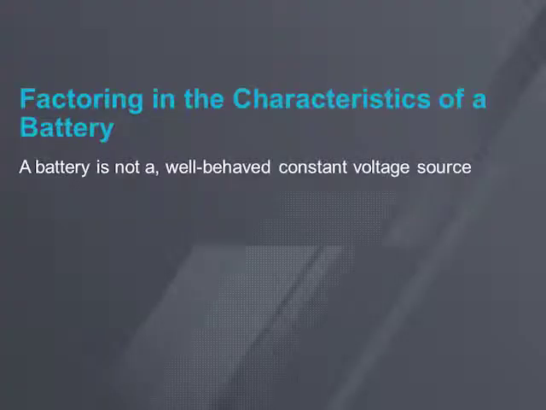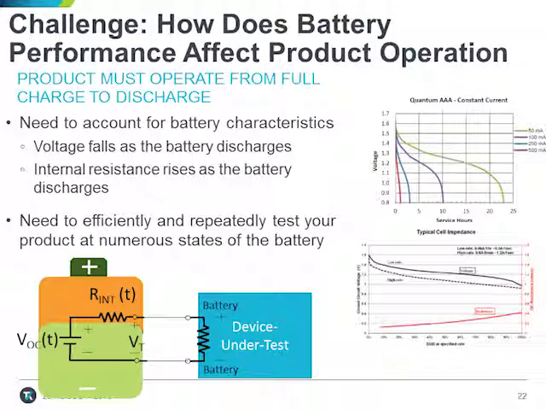Now you need to consider how the battery affects product performance. The battery is not a well-behaved constant voltage source. Battery voltage decreases as it discharges. The rate of discharge varies depending on the current draw, as shown by the battery discharge curves on the top right graph. The 4 curves show battery discharge characteristics of an AAA battery based on 4 different current levels.